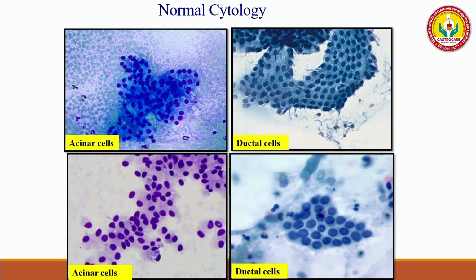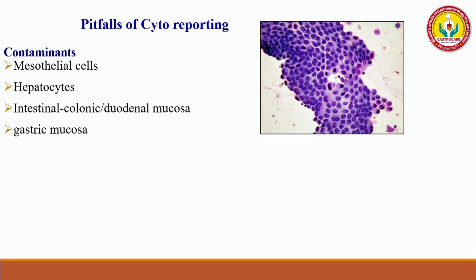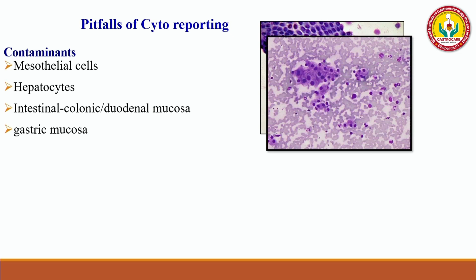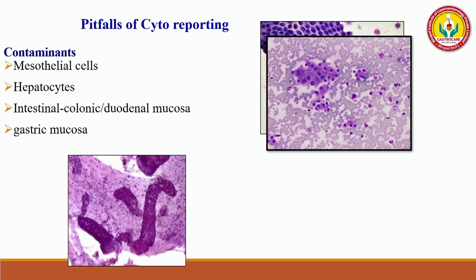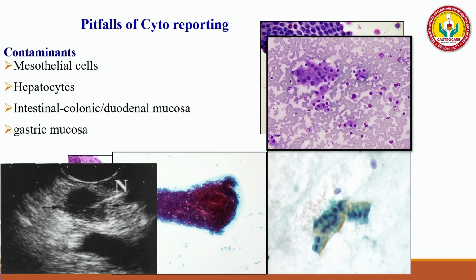And the pathologist should also know what is normal from abnormal. I won't go into the details of normal, but the pathologist has to remember that there can be contaminants, so do not overinterpret these as lesional cells. You can get mesothelial cells, you can get hepatocytes, you can get intestinal contaminants, which can be colonic or duodenal mucosa, which you can identify by the presence of goblet cells and mucinous cells. These are pitfalls which are very important and can affect your reporting.